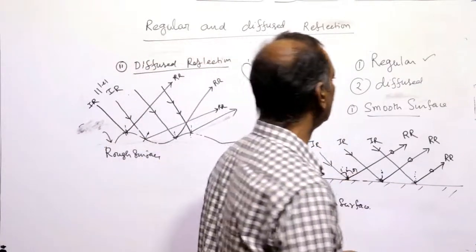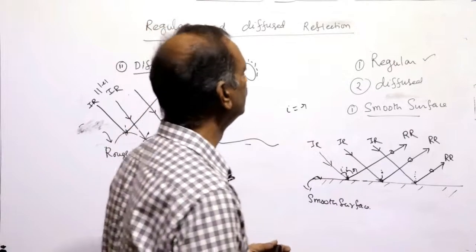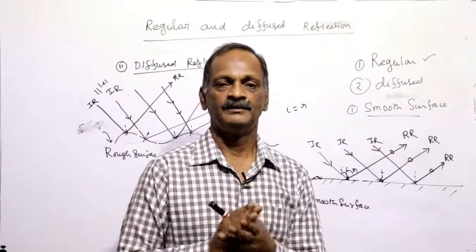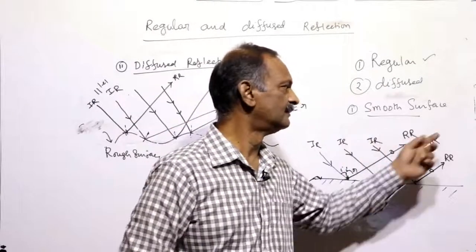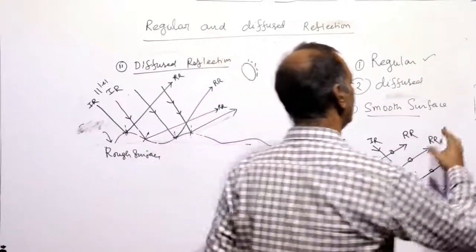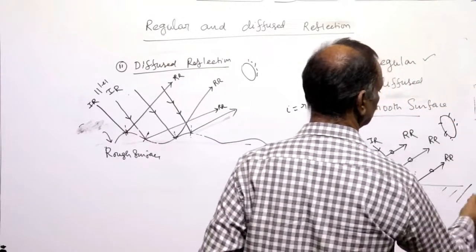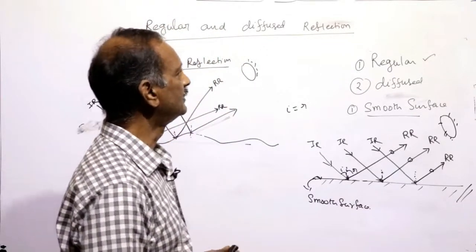When the reflected rays reach our eyes, only then are we able to see the object. So when you see here, you will get a well-defined object. So this is all about regular and diffused reflection.